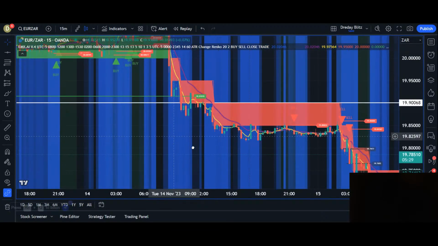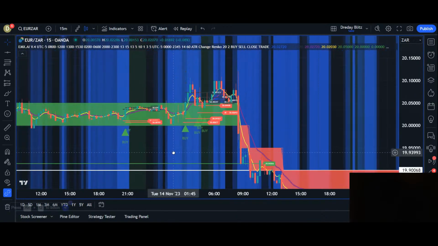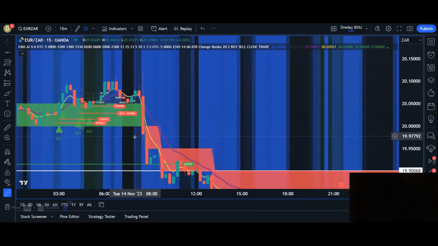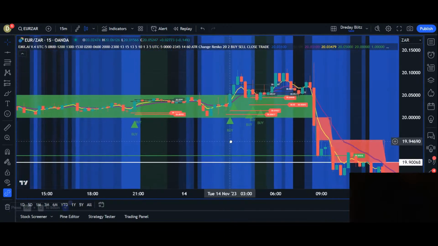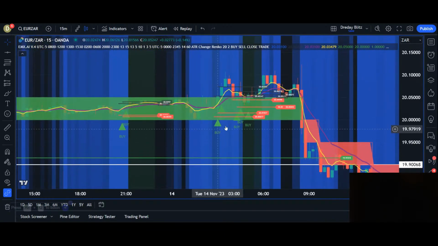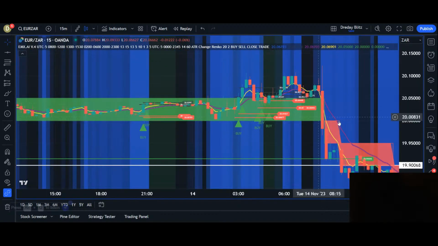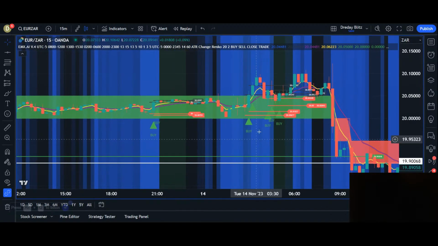Let's look at previous signals. Even those buys, you will be basically in a loss. Why? Because it switched here. You never touched your stop loss, but where you took the trades, it was higher than when the price switched.